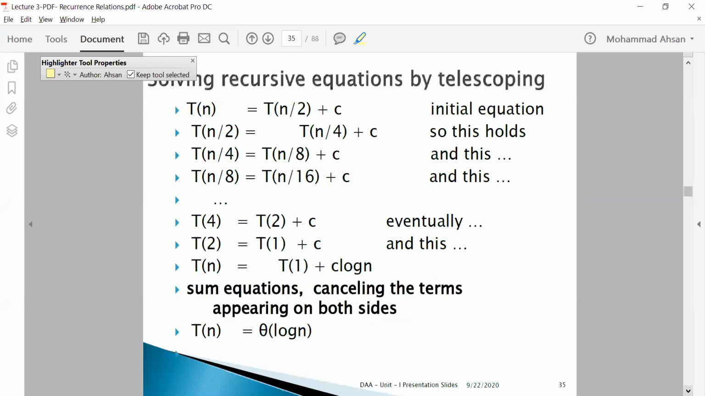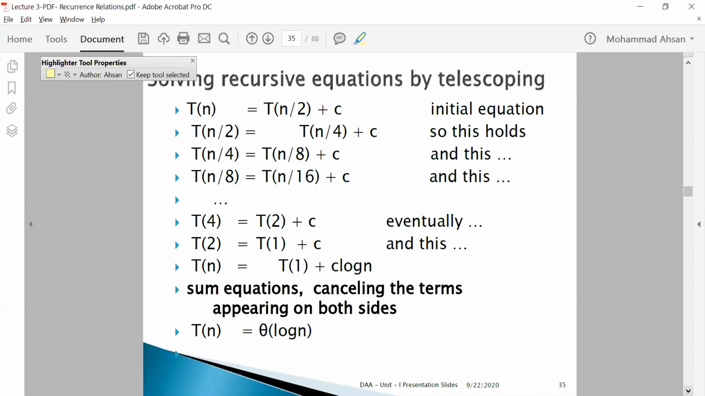So, for example, this is something similar to your merge sort, quick sort. It doesn't have the n factor. So Tn is Tn by 2 plus C. Just like we expanded n minus 1, we are expanding n minus 2 now in this case. So we get Tn by 4 plus C. Tn by 4 is Tn by 8 plus C, and so on. So T4 will be T2 plus C. T2 will be T1 plus C.